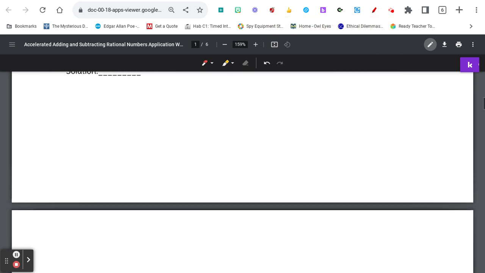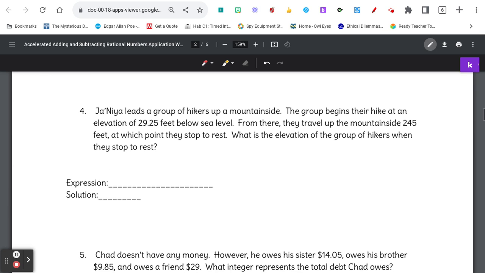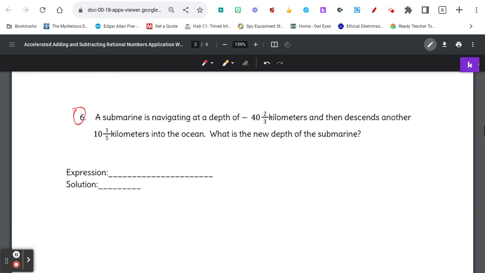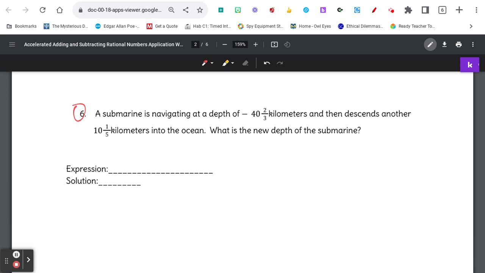Okay. Let's go to something like number 6, dealing with fractions. A submarine is navigating at a depth of negative 40 and 2/3 kilometers, and then descends another 10 and a fifth kilometers into the ocean. So what's this new depth?